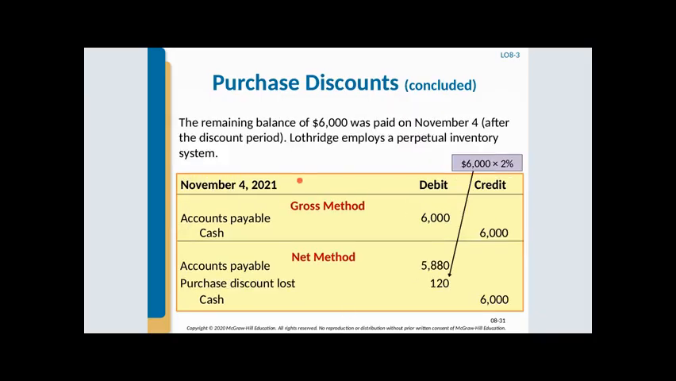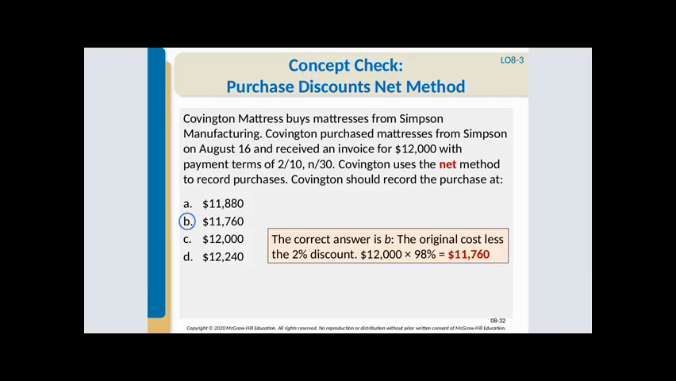And then if we default, okay, we don't take advantage of the discount. Maybe we are short of cash. We're unable to take advantage of that at this point. Under the gross method, we simply debit our accounts payable, credit cash. Okay, so here you can't really tell whether we took the discount or not, right? It's more hidden, but with the net method, you can really see because we have this purchase discounts lost, which is going to appear on the income statement. And so everyone will be able to see that we didn't take advantage of the discount.